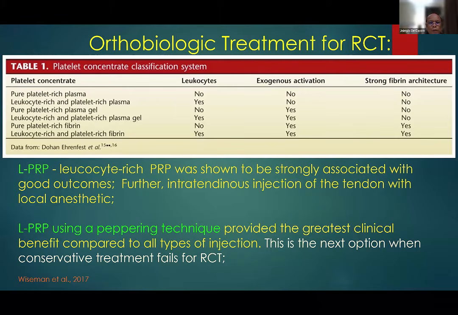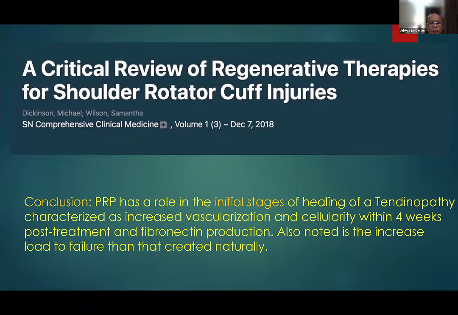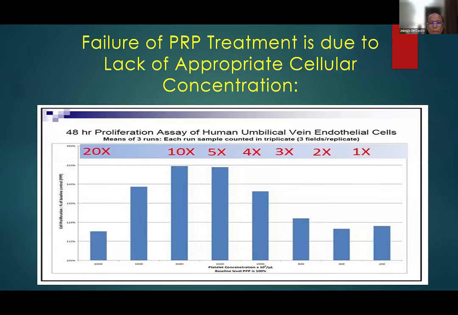And then, of course, the critical review of regenerative treatments for the rotator cuff. During the initial stage, PRP is very, very important. It is characterized by increased vascularization and cellularity within 4 weeks post-treatment and fibronectin production. These are just the different concentrations of PRP, as you can see, 10 times, 5 times more. We always prefer the one that has a greater concentration.